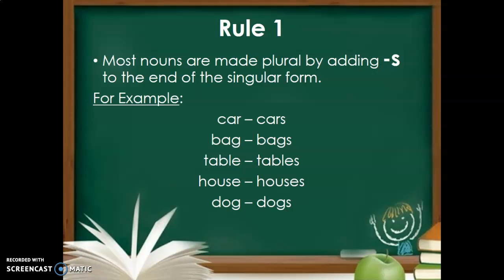Most nouns are made plural by adding s to the end of the singular form. For example, cars, bags, tables, houses, dogs.